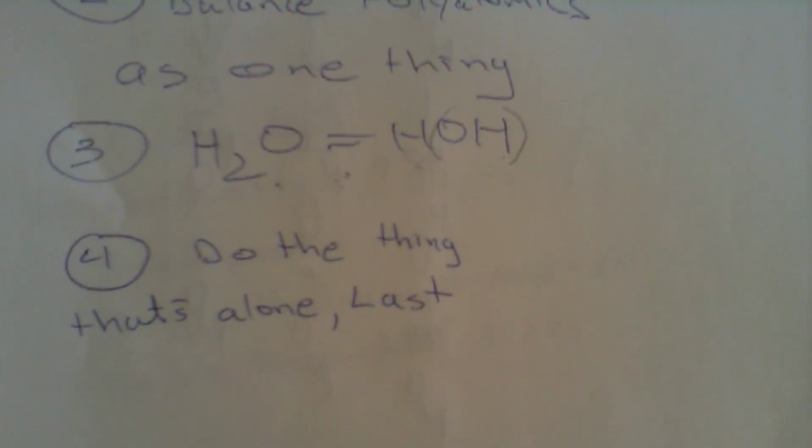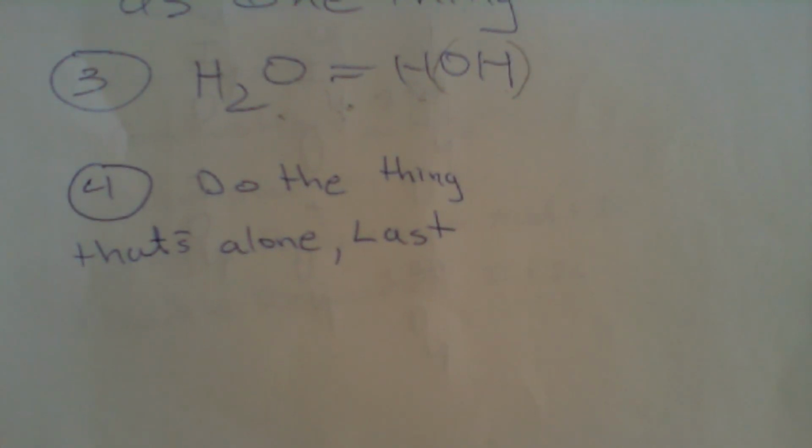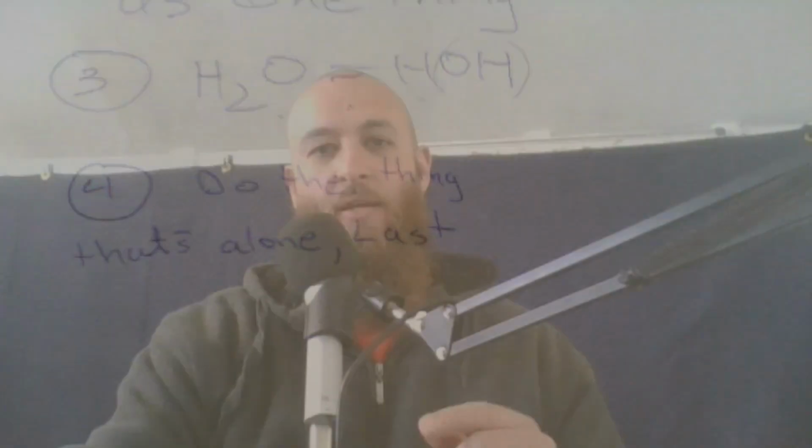And the last tip: if you have something that's all alone, all by itself, usually a metal, do that last. That way, the only thing that you're affecting is the metal when you put a coefficient in front of it. That's the only thing you're changing. So those are the tips, there's 4 of them, and I kept mine, so we will be using them again and again.